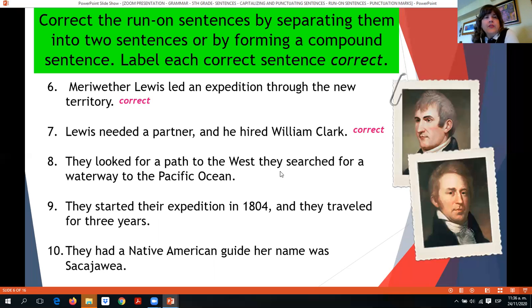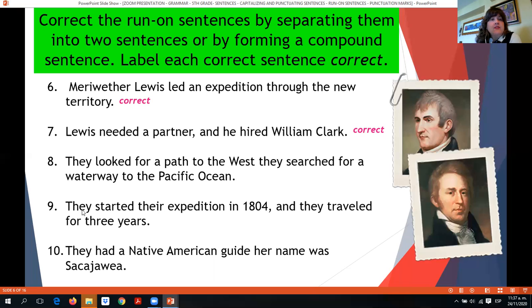How do we do that? Let's see. If we want to write them as two separate sentences, we would say, they looked for a path to the west, period. Then we capitalize this T from they, and we say, they searched for a waterway to the Pacific Ocean. That would be the second sentence. If we want to rewrite it as a compound sentence, we will say, they looked for a path to the west, comma, and they searched for a waterway to the Pacific Ocean. We could do either way, okay?